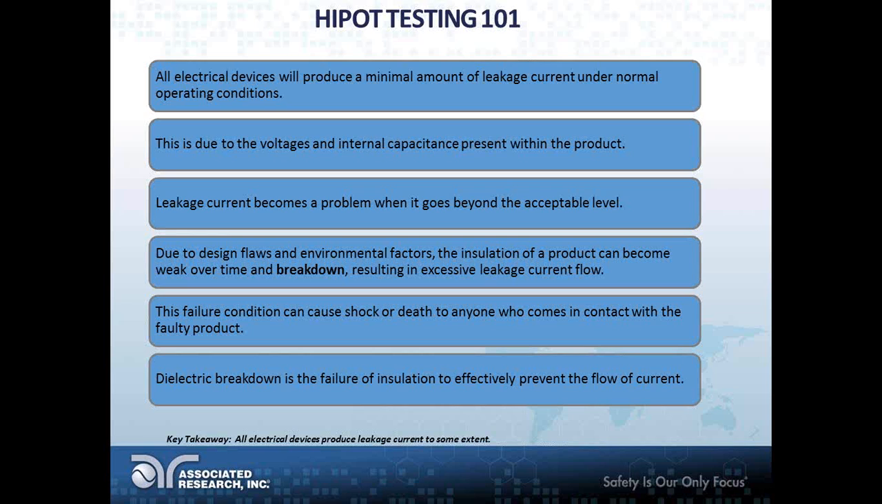Due to design flaws and environmental factors, the insulation of a product itself can become weak over time and break down, which can result in excessive leakage current flowing on the surface of a product. Now, this failure condition can cause electric shock or even death to anyone who comes in contact with the faulty product. So dielectric breakdown is the failure of the insulation to effectively prevent the flow of current.